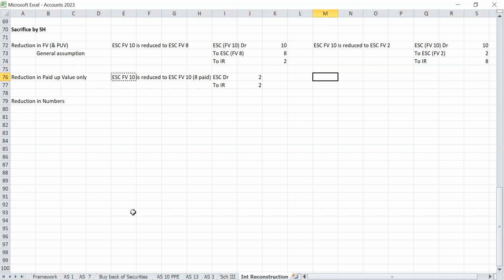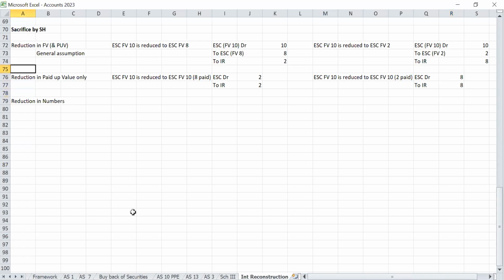Or, equity share capital face value 10 is reduced to equity share capital face value 10 with 8 paid up. Means what? I need not recognize equity share capital face value. I need not write it because face value remains the same. Equity share capital account debit to internal reconstruction, to the extent of the difference.